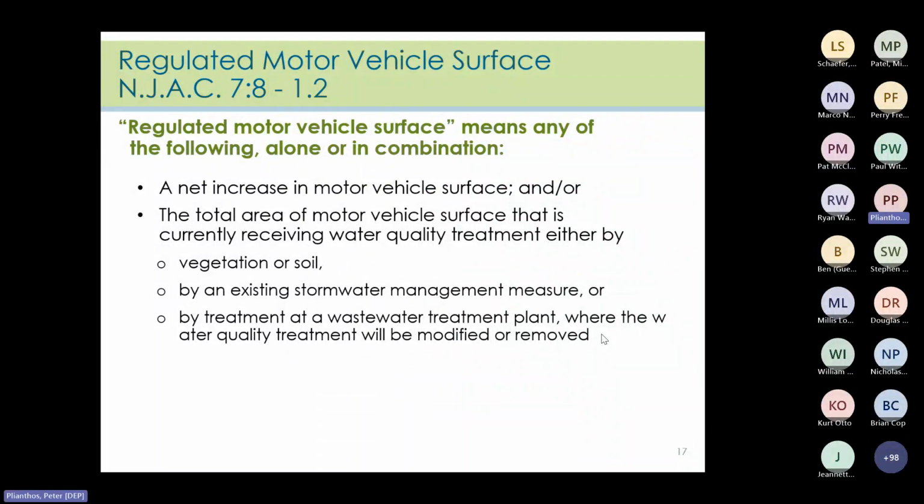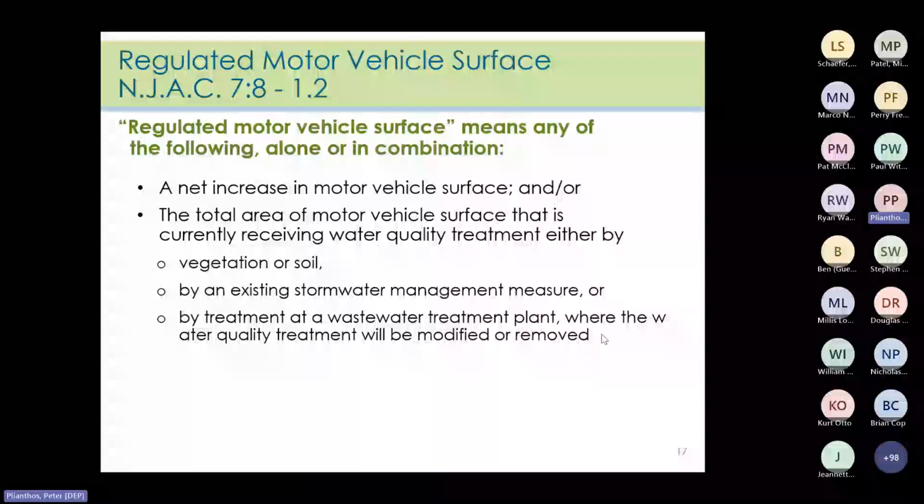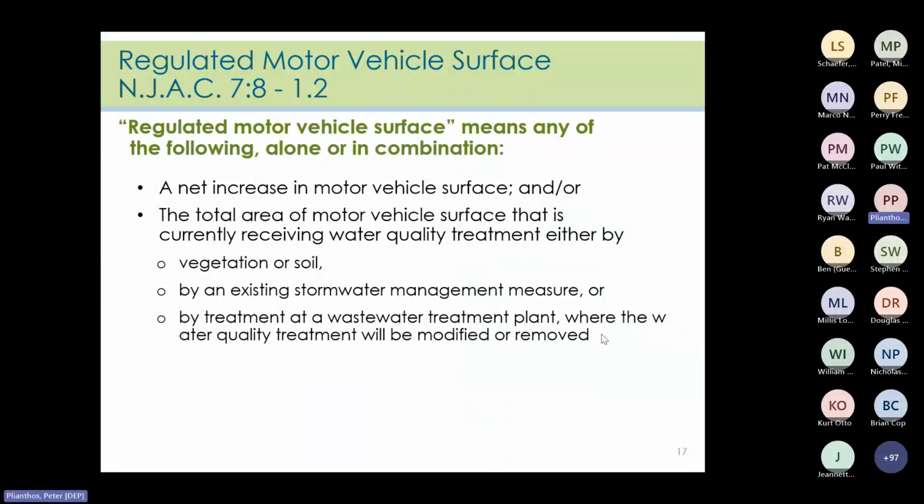Building on the definitions from the previous two slides, a regulated motor vehicle surface means any of the following, alone or in combination. 1, a net increase in motor vehicle surface, and/or 2, the total area of motor vehicle surface that is currently receiving water quality treatment either by vegetation or soil, by an existing stormwater management measure, or by treatment at a wastewater treatment plant where the water quality treatment will be modified or removed. Just to note, areas that are only for emergency use and are regularly gated from motor vehicle traffic may be excluded from a site's total regulated motor vehicle surface.